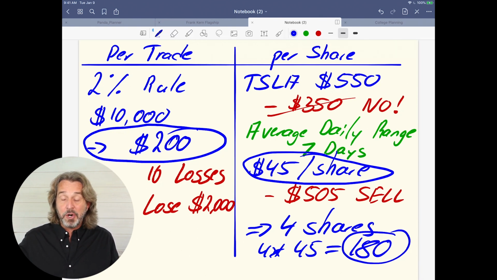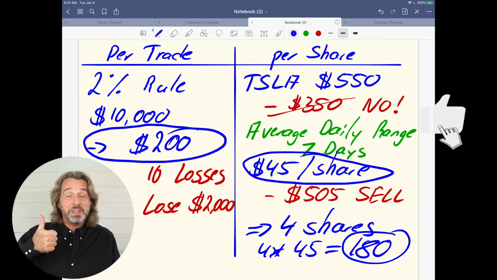Is this making sense thus far? We'll do another example in just a moment, but let me know if this is making sense. And if it does, give me a thumbs up really quick.